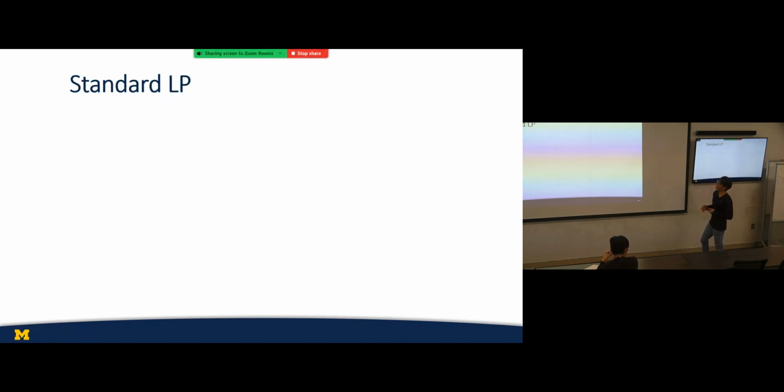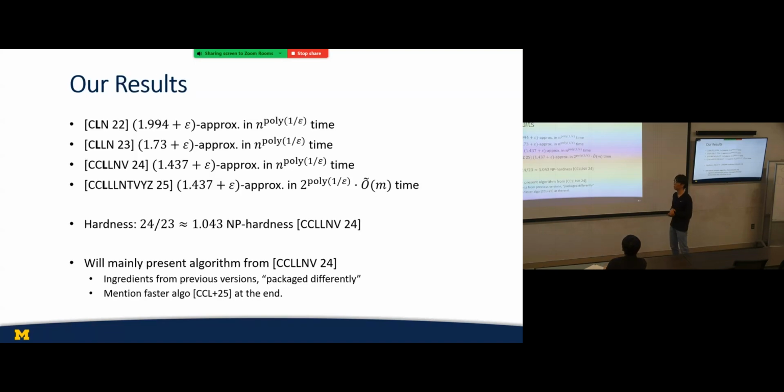Okay, so let me introduce the standard LP for this problem. It's an LP relaxation, and we're going to have variables x_ij for each pair. Sorry, yes, M here is the number of edges, the number of plus edges, because that's enough to describe the input. So it runs faster if it's sparse.